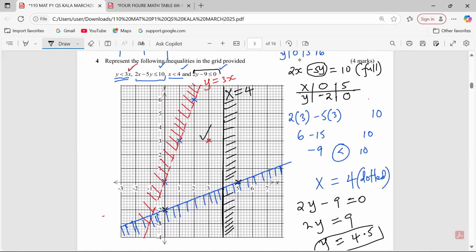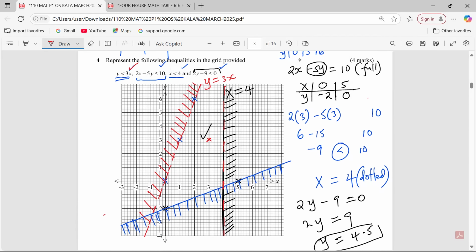Remember, the line for x equals 4 was supposed to be dotted, so I didn't ensure that, and I'm supposed to. So I ensure that this line is broken. This one was supposed to be broken. This one is a broken line that way.